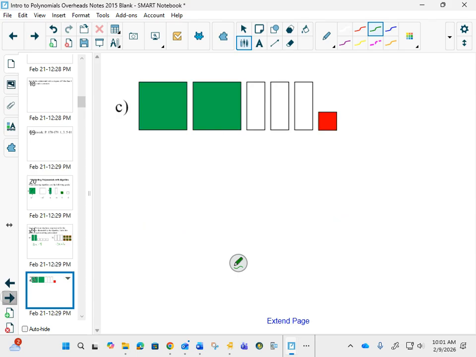Third one here. What do we have? We have 2 big squares. Those are x squareds. The 3 empty rectangles, well, the empty is negative, and the rectangles were x's. And the little squares are numbers, we just have 1.